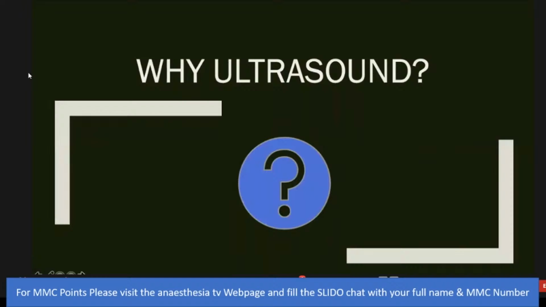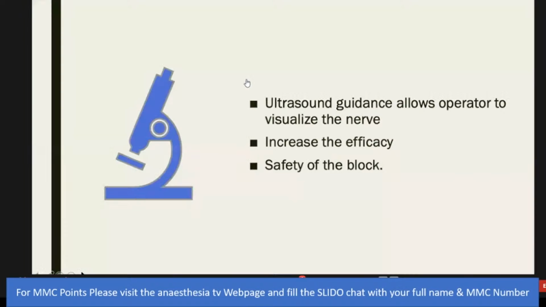Why is ultrasound a must for adductor canal block? Because ultrasound guidance allows the operator to visualize the nerve. It increases the efficacy and safety of the block.